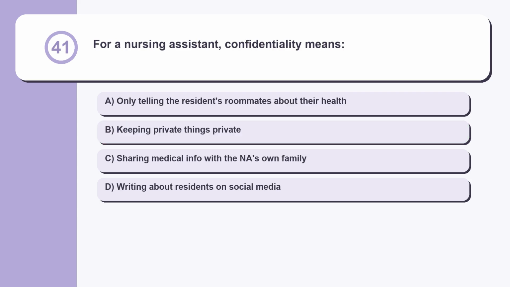Question 41. For a nursing assistant, confidentiality means only telling the resident's roommates about their health, keeping private things private, sharing medical info with the NA's own family, writing about residents on social media.